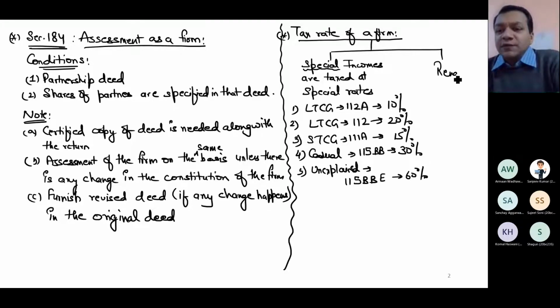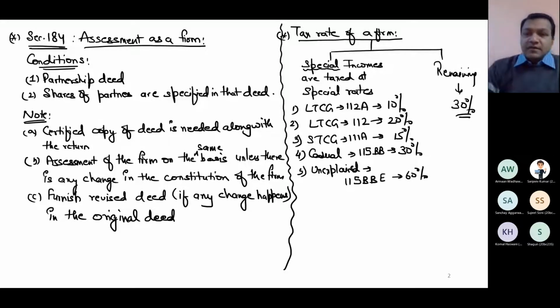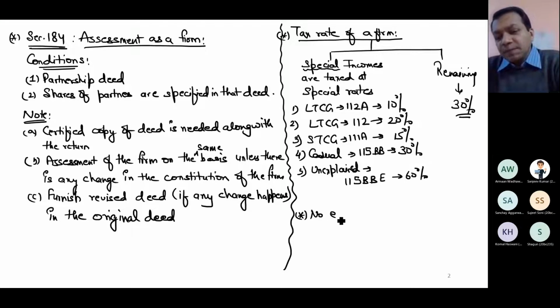Remaining income of a firm, flat rate 30%. Is there any exemption limit, just like 2.5 lakh, 3 lakh, 5 lakh in case of an individual or HUF? No exemption limit for a firm. Even if the income is 1000 rupees, 30% tax, that is 300.